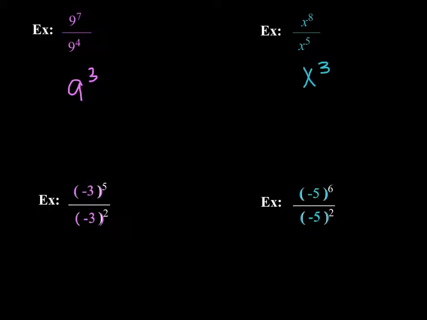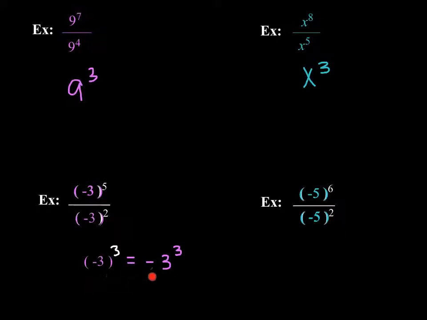On the next example, here we have negative 3 to the 5th over negative 3 to the 2nd. So my base, the item that's being multiplied, is negative 3. And if I apply the subtraction rule, 5 minus 2 would be a power of 3. If I did that out, negative 3 times itself 3 times, because there would be 3 negative signs, my answer would be negative anyway. So I'm just going to make this negative 3 to the 3rd. Those would be the same.